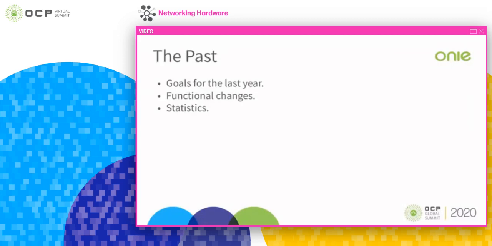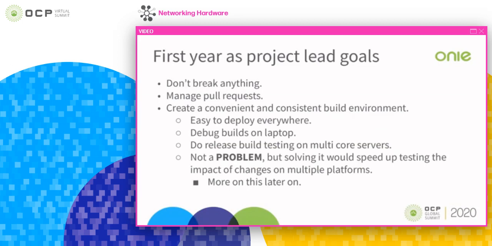So let's look at where the project has been. I've been project lead for about a year and a half now. My initial goals were to not break anything. I think that's been moderately successful. To manage pull requests, so releases have been still going out.